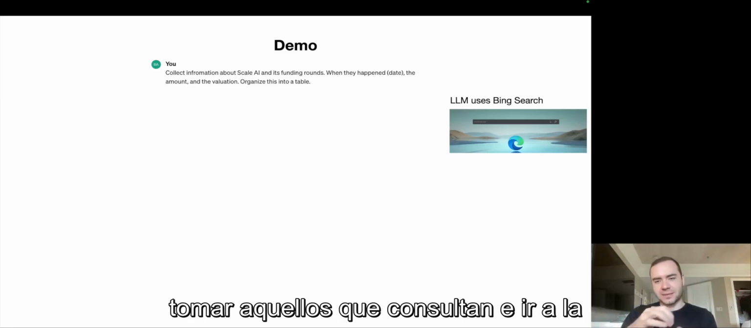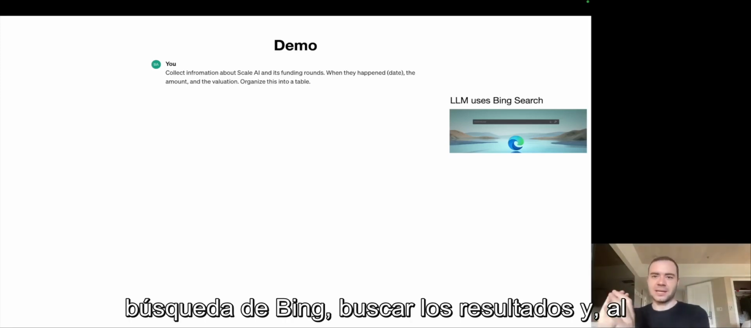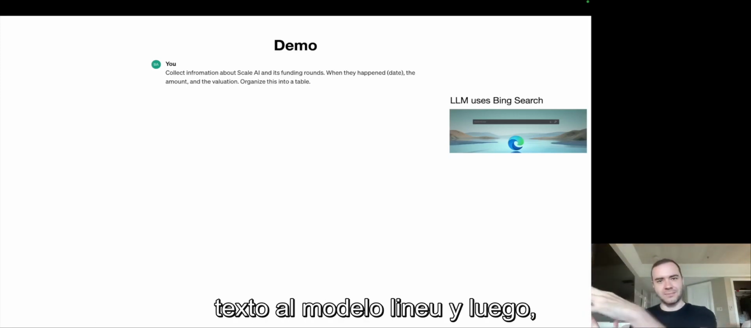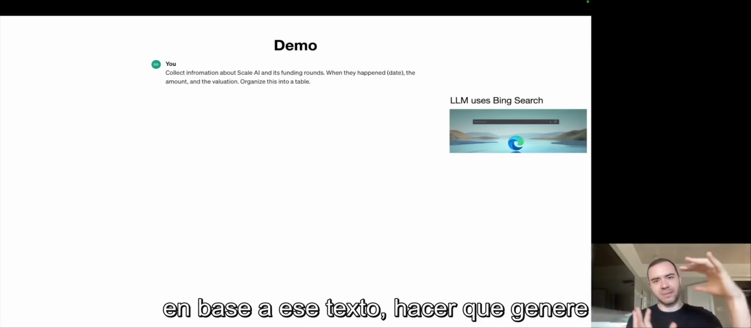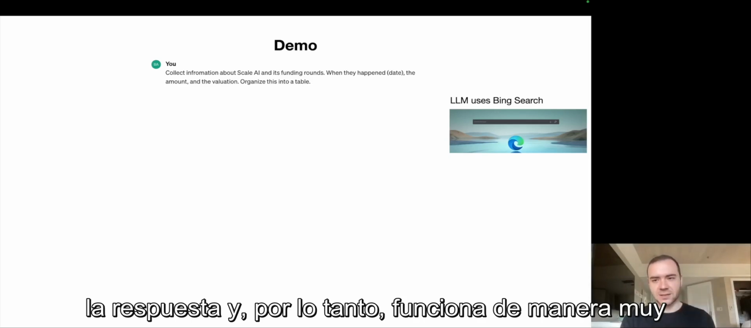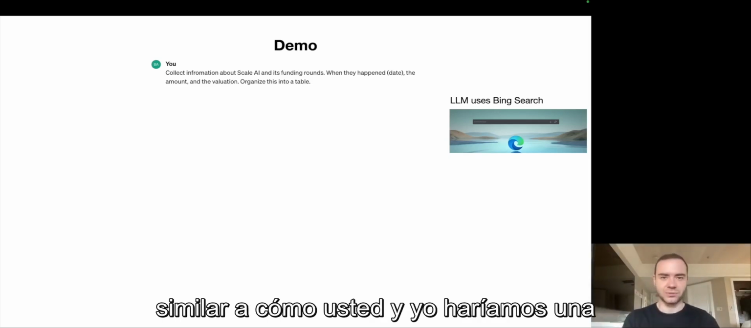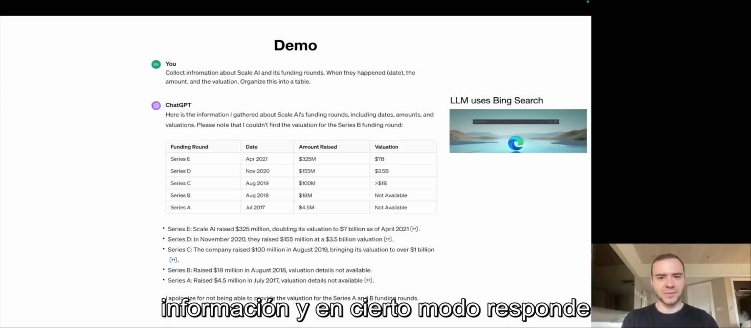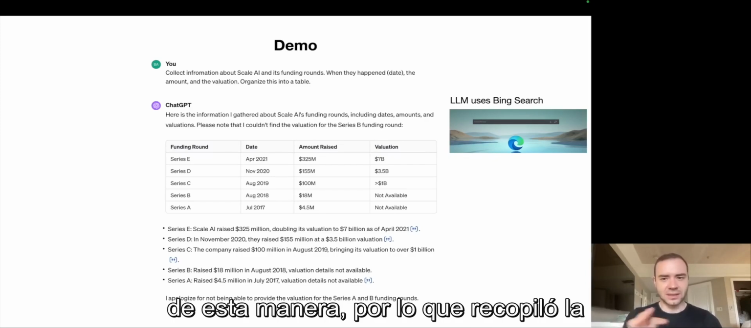And in this case, we can take that query and go to Bing search, look up the results. And just like you and I might browse through the results of a search, we can give that text back to the language model, and then based on that text, have it generate a response. So it works very similar to how you and I would do research, using browsing. And it organizes this into the following information. So it collected the information.